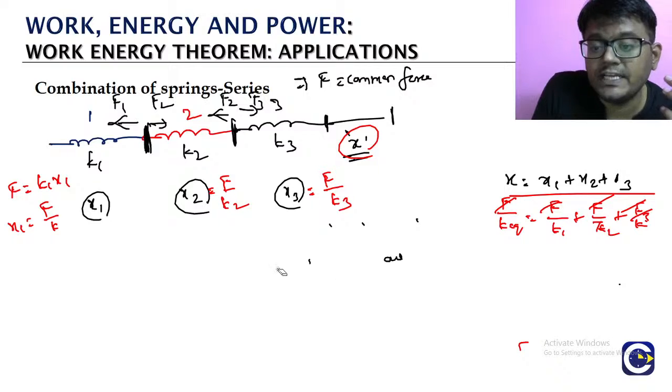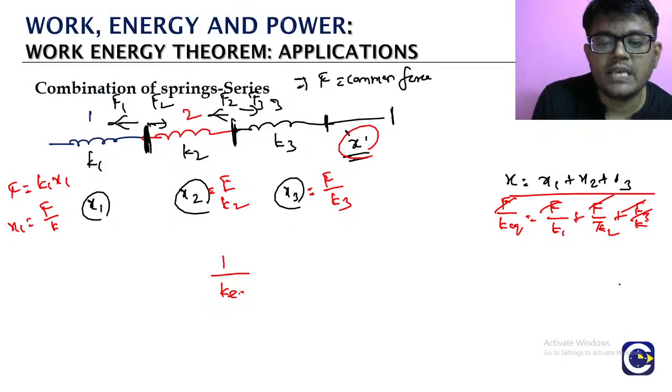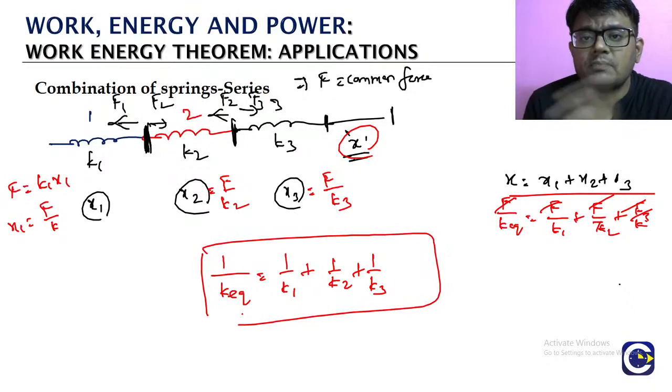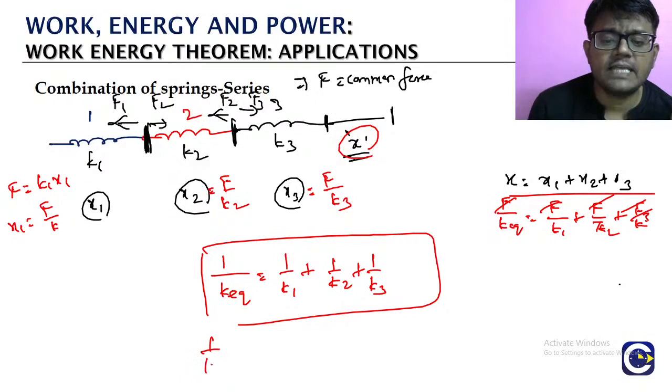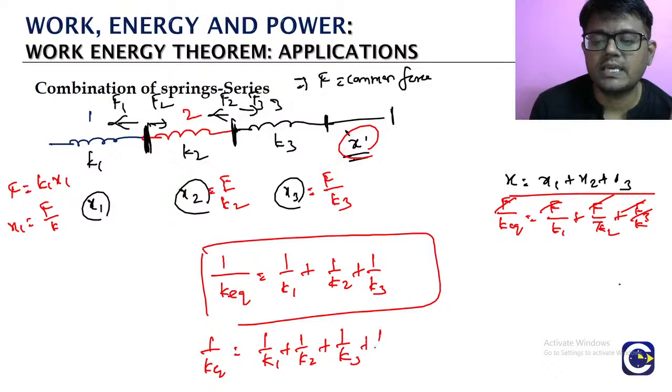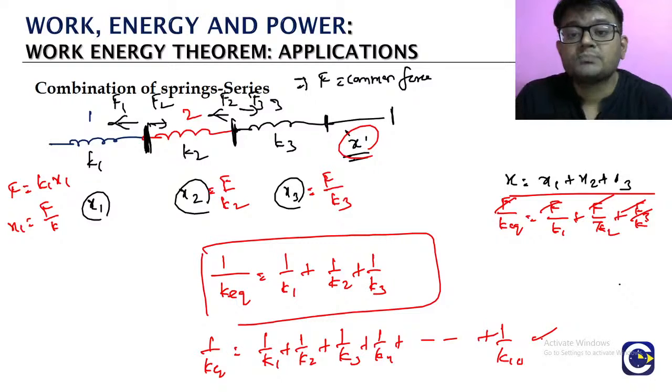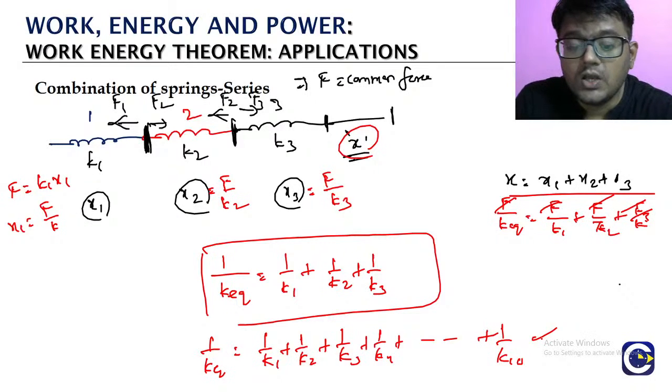This is the formula for finding the effective spring constant or the equivalent spring constant. On the left hand side we have 1 by K equivalent is equal to, on the right hand side, 1 by K1 plus 1 by K2 plus 1 by K3. If you have more springs, this will go on. Say we have 10 springs. Then we have 1 by K1 plus 1 by K2 plus 1 by K3 plus 1 by K4, like that up to 1 by K10. So this is how we will be able to find out the equivalent spring constant of the combination of springs in series. This is one way of arranging them.